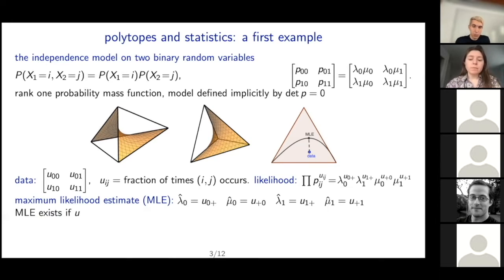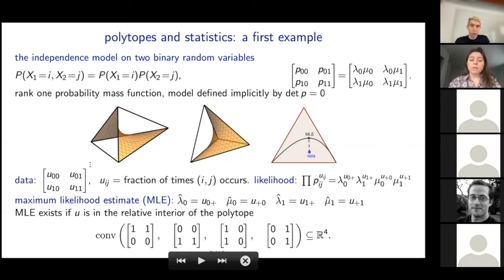Okay, so the MLE doesn't always exist. We think of our statistical model as living on the strict interior of the probability simplex. So all of the entries of the matrix must be strictly positive. They can't be zeros. So what does it mean for each of these entries of our maximum likelihood estimate to be strictly positive? Okay, so u0 plus, u plus 0, u1 plus, and u plus 1 all have to be strictly positive. This gives us a condition on the original data that we started with, our data u. A sufficient condition is that all the entries of u are strictly positive, but this is not necessary.